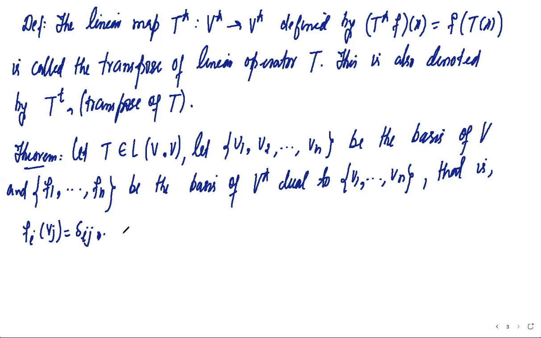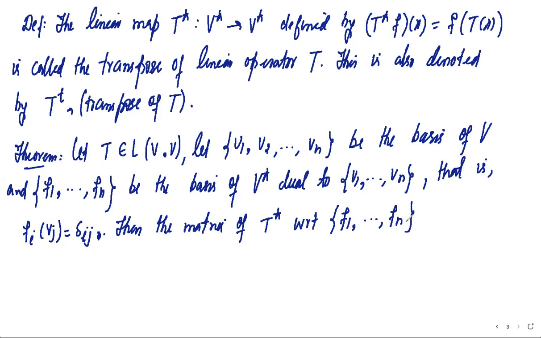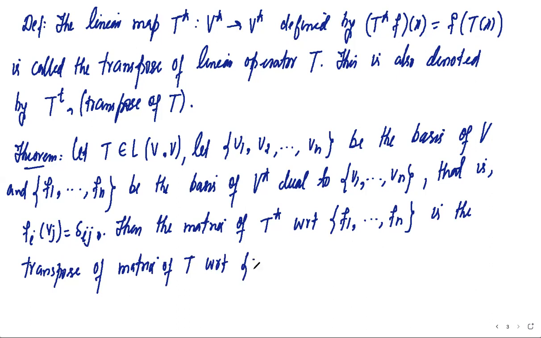Then the matrix of T transpose, T star, with respect to the basis F1, F2, Fn is the transpose of the matrix of T with respect to the basis V1, V2, Vn.